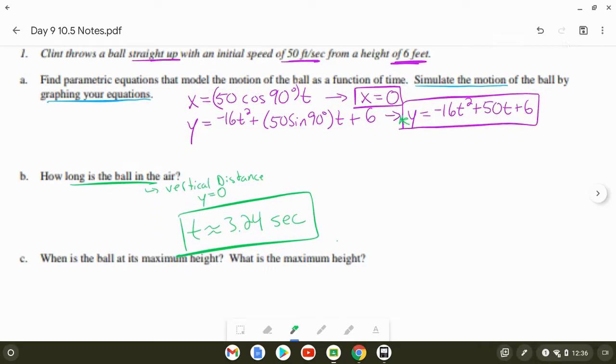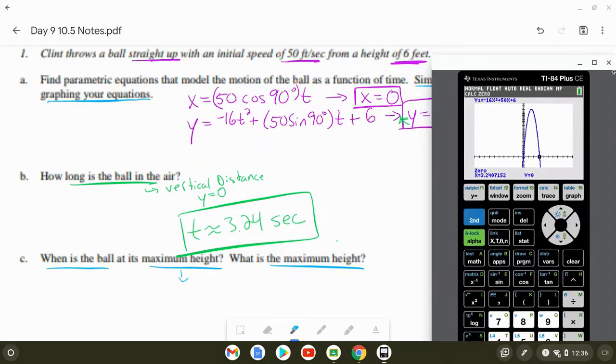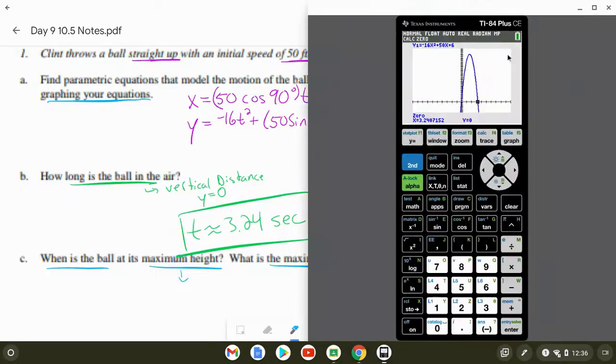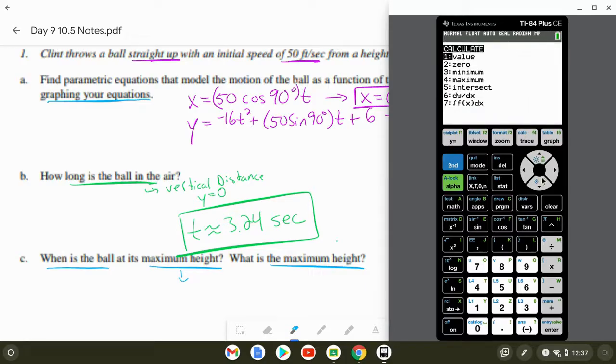The other part for part C that it's asking, when is the ball at its maximum height? And then what is the maximum height? Well, again, it has nothing to do with our horizontal equation because it's just going straight up and down. So we can still use this exact same rectangular equation because it represents the vertical height in terms of time. So now we just got to go second, calculate, find the maximum.